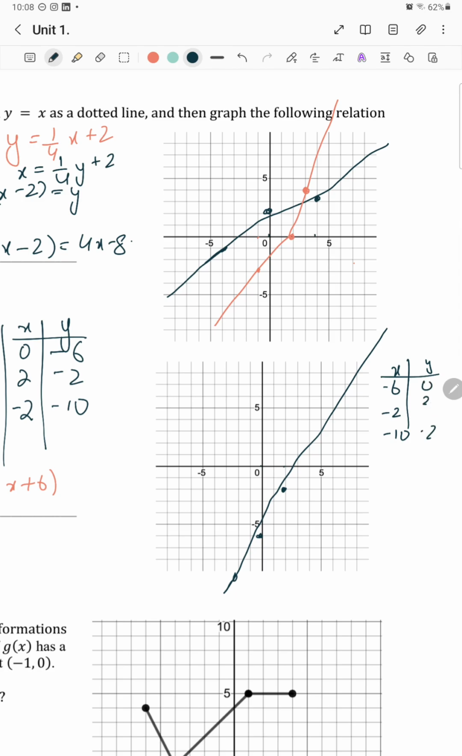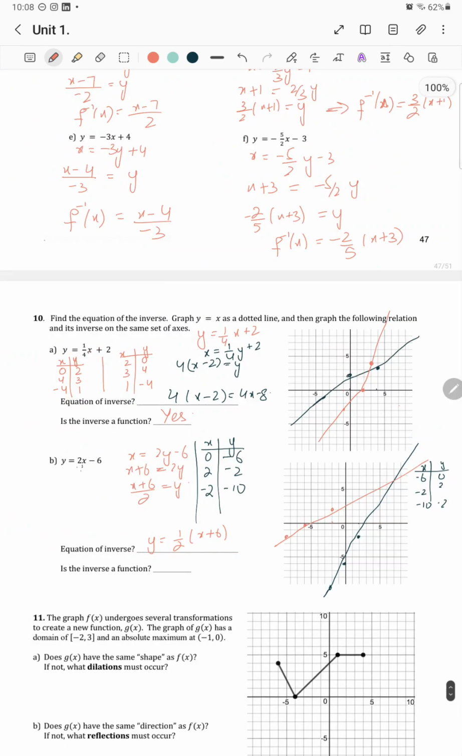I'm doing this for the inverse, reversing the x and y coordinates. So it's going to come up with minus 60, minus 2 and plus 2 and minus 10 somewhere. This is the inverse one.